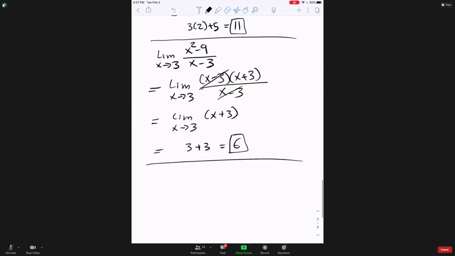So you simplified the fraction, right? And you plugged it in? Yeah, I simplified. I factored. Then you cancel these out. Then you plug it in. Once you reduce, get rid of that x minus 3 in the denominator, then you're not going to get a 0 in the denominator.